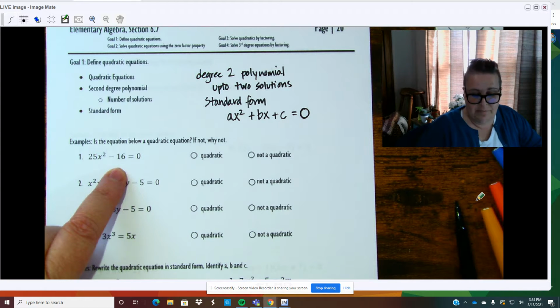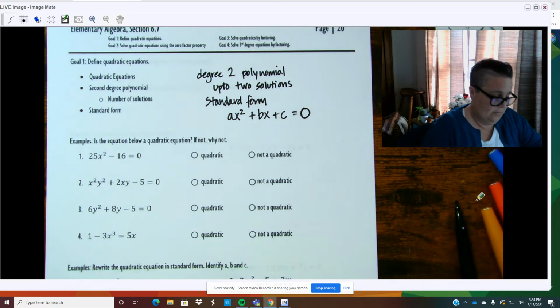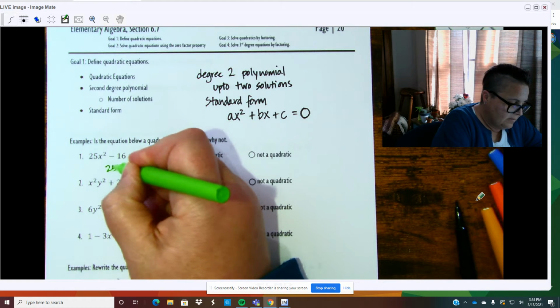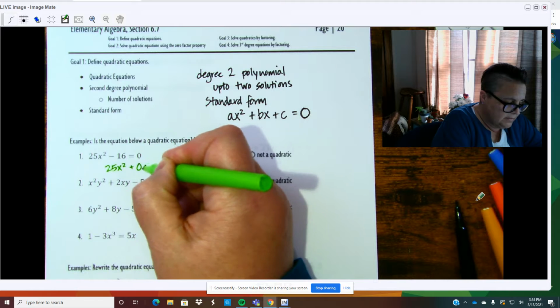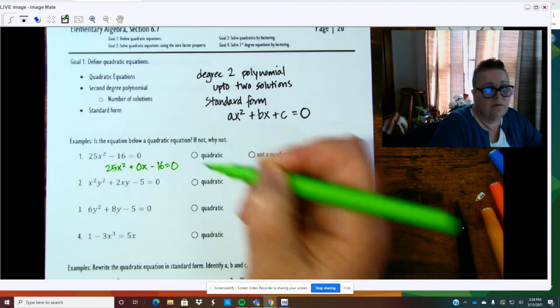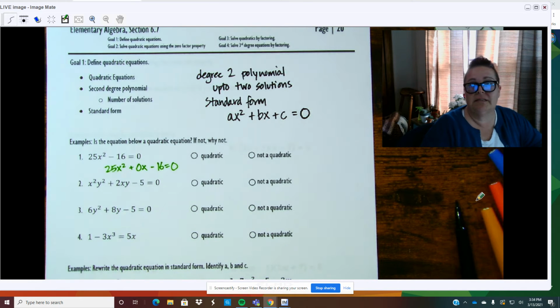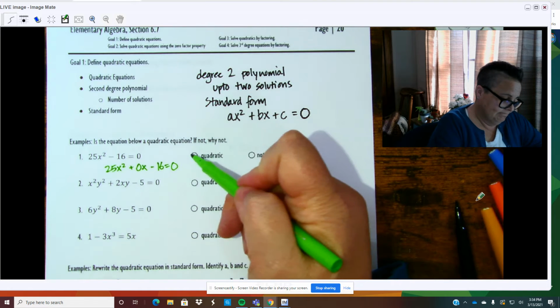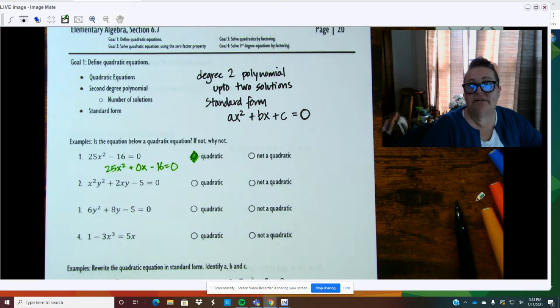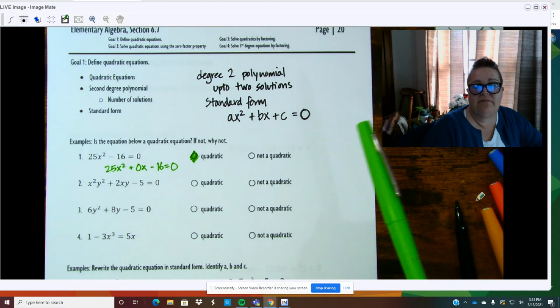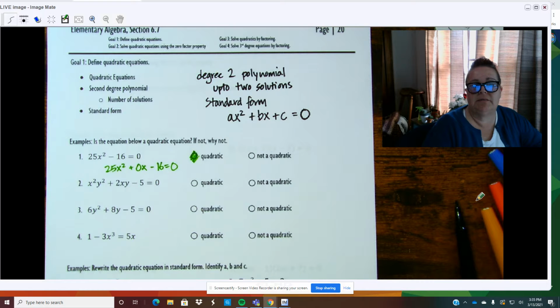While it does not demonstrate 3 terms, what if I rewrote this as 25x squared plus 0x minus 16 is equal to 0? Does it have the same value? Yes, it does. Is it a degree 2 polynomial? Yes, it is. This is a quadratic equation. I do have an ax squared, I do have a bx, and I do have a c. Just because that b value would be 0 doesn't mean that it's not a quadratic, right?